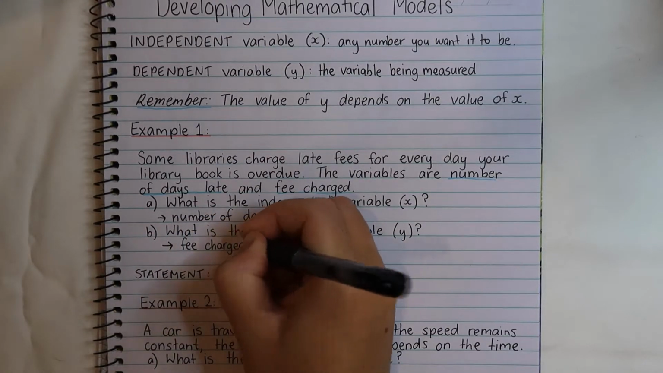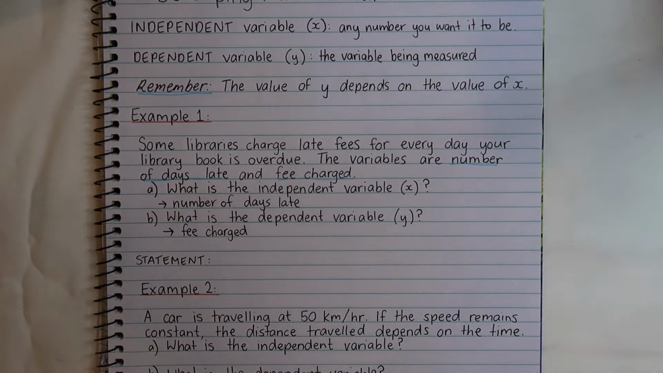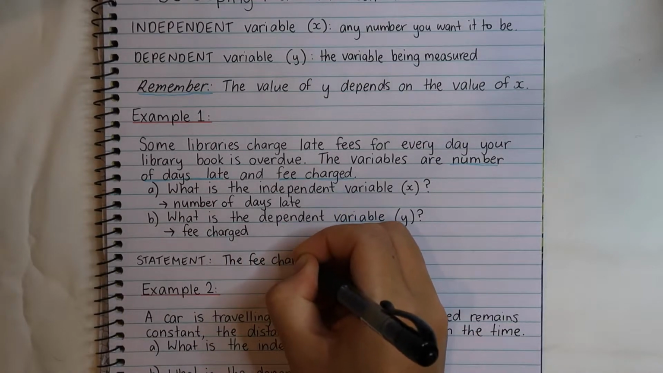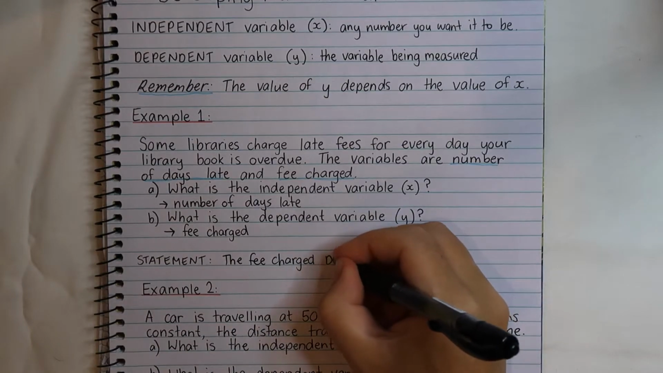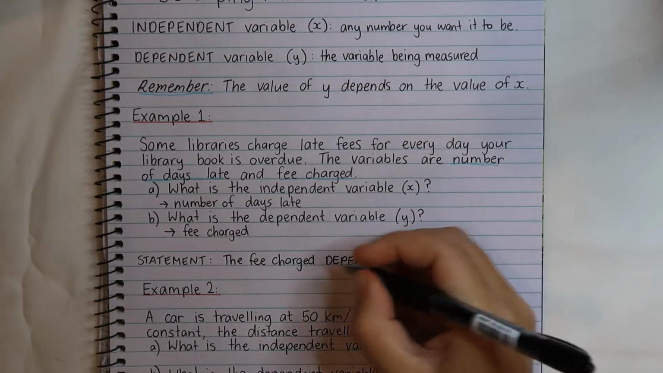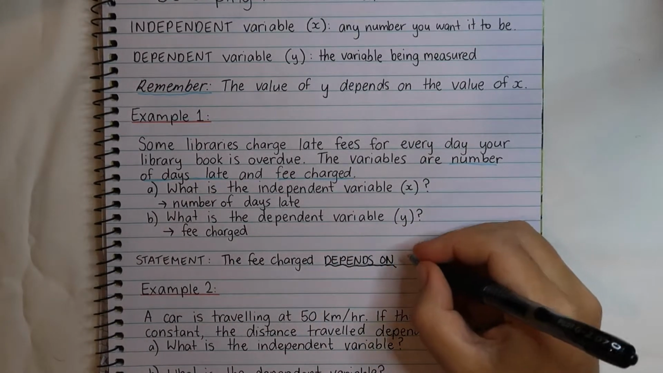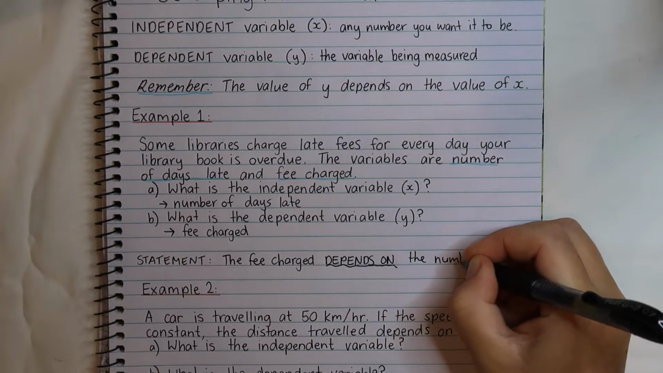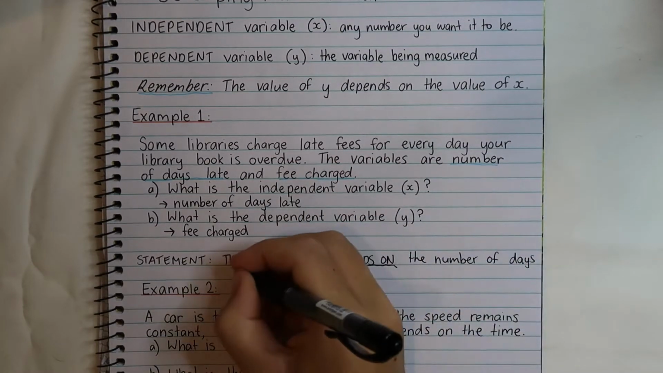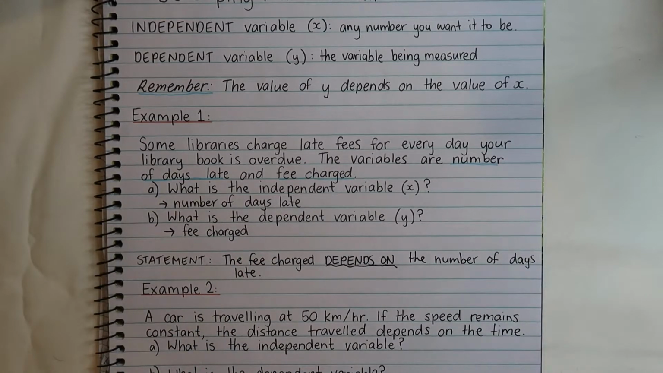So we're going to write that as a statement so that it might make a little bit more sense. So the fee charged, I'm going to do it in capitals, depends on the number of days late. Okay, so the fee charged, which is our dependent variable, depends on our independent variable, the number of days late.